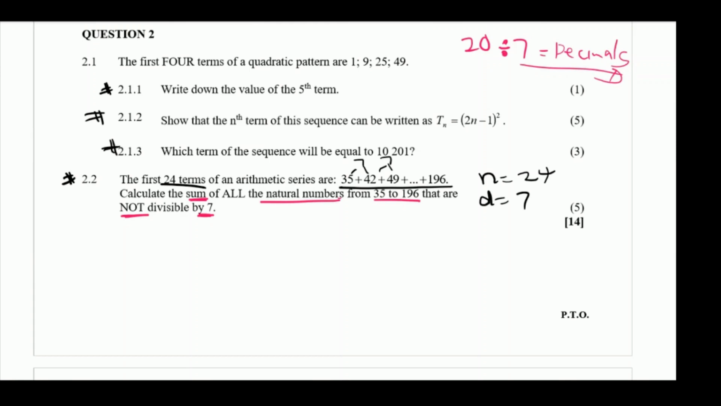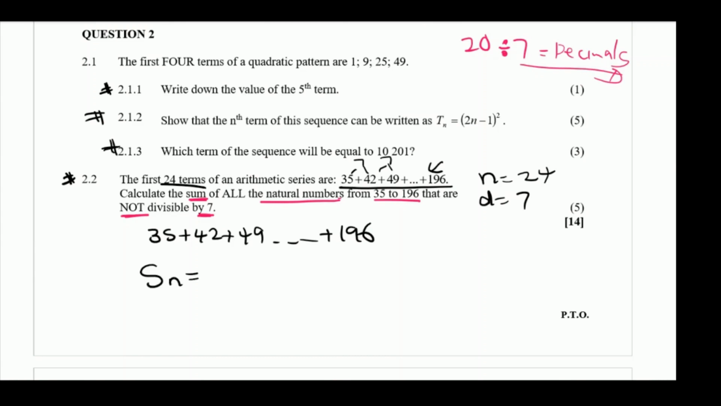Remember that from 35 to 196, we have 24 terms that are divisible by 7. So we want a sum which will give us natural numbers not divisible by 7. The first thing you need to do here is to first find the sum of numbers that are divisible by 7. So you're going to look at 35 plus 42 plus 49, and I'm writing this sequence here, plus 196. You can see that the first 3 terms here are divisible by 7.